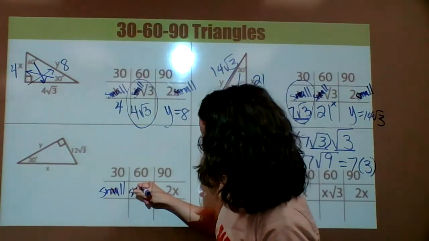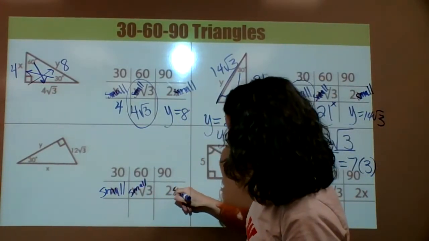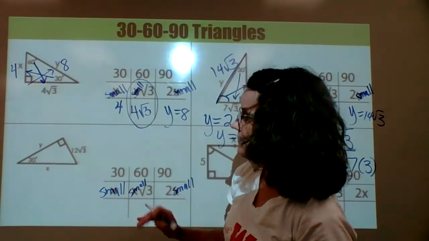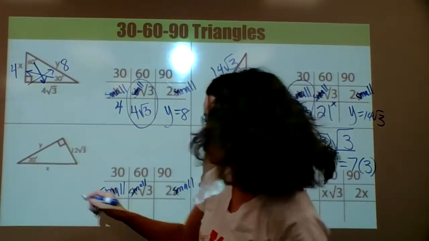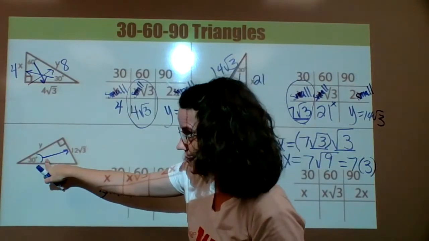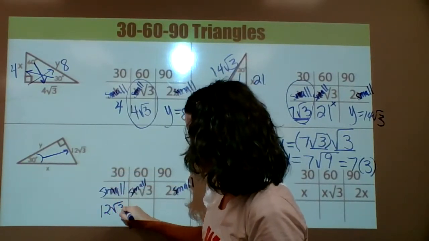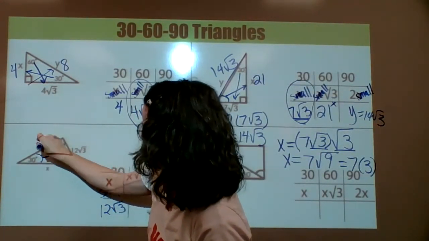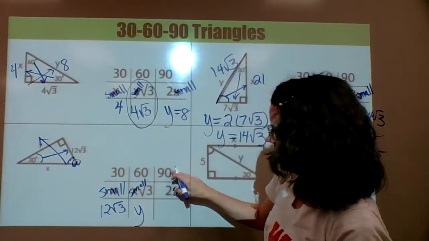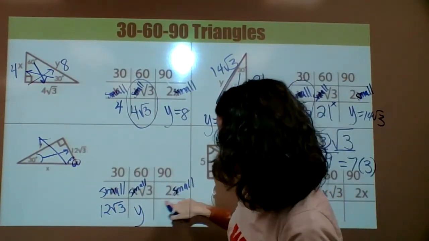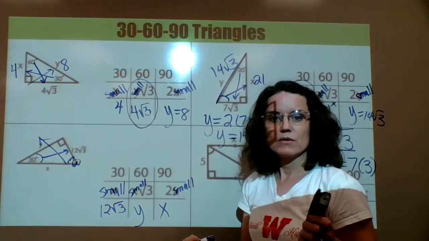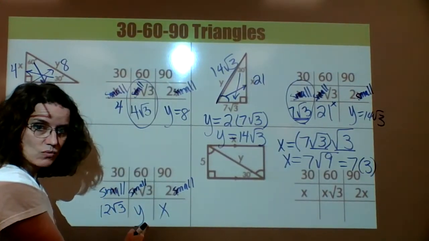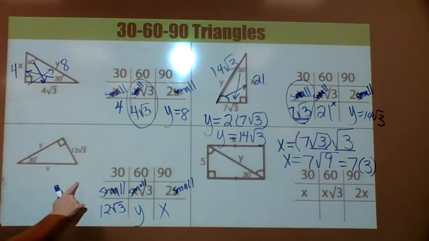Okay? So down here, I have my small guy opposite the 30. I have small root 3 opposite the 60, and 2 times the small guy opposite my 90. Let's see what numbers I can plug in. Once again, conveniently, they gave me the small angle. It was 30. The 30-degree angle is opposite the 12 root 3. The guy opposite the 60-degree angle, here's the 60, so that's my y over here. And then my hypotenuse has been labeled as x. And so once again, I set up an equation. I need to find the small guy in order to find x and y. So I'm going to come over here and do some work to find it.